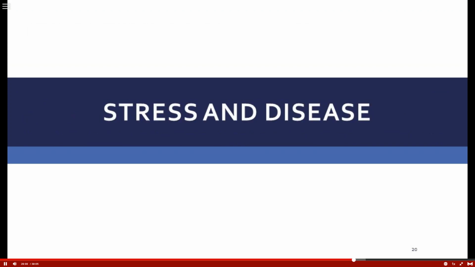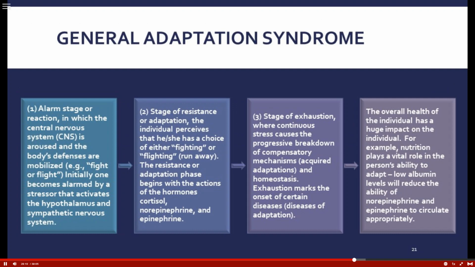So let's talk about stress. I promised you in part one that we would come back to this. And in fact, it's become so important in pathophysiology, and we've got such a much better understanding of how stress impacts and how it can lead to disease. But these are the actual 3 stages.